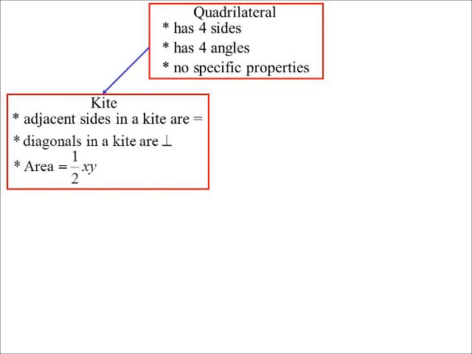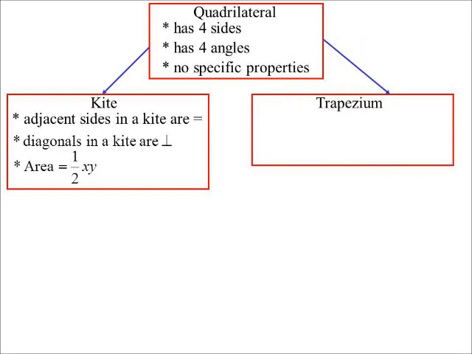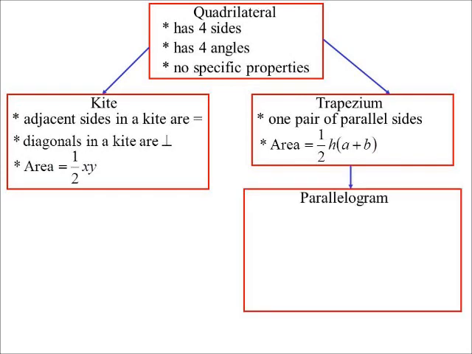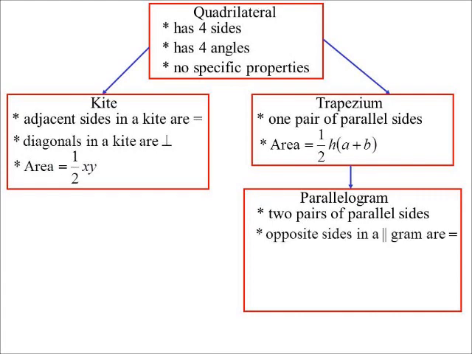Of course, it could branch off and be a trapezium. And in a trapezium, we know one pair of sides is parallel. And the formula we have for that one is half the perpendicular height times the sum of those parallel sides. Branch down to a parallelogram. So a parallelogram is a trapezium that's just got a little bit more specialised. Now we know that both pairs of sides are parallel. Opposite sides in a parallelogram, we also know they're going to be equal. So that's another way we could show shapes are parallelograms.